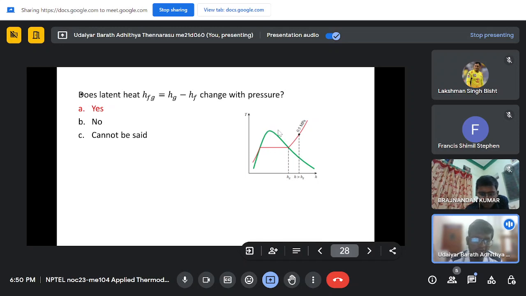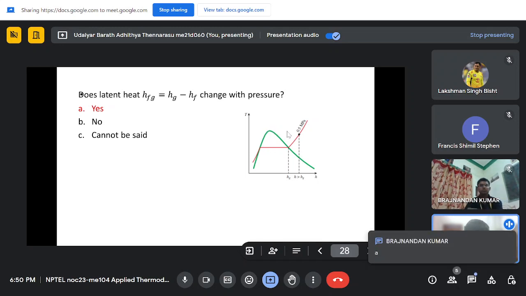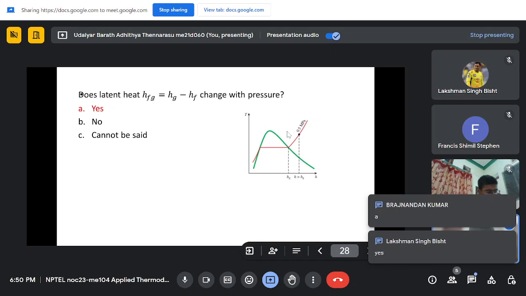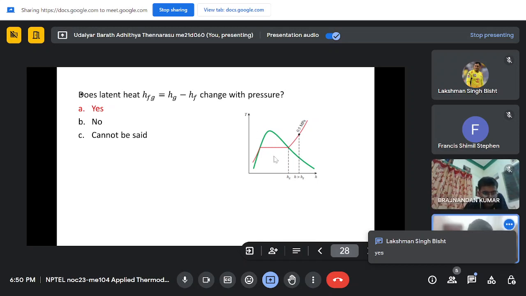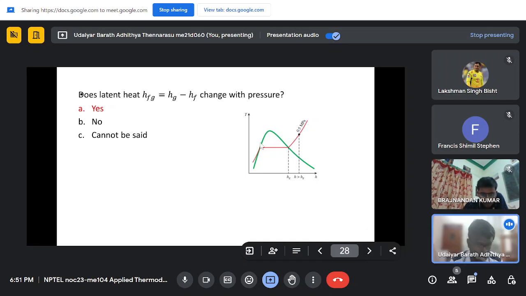At the critical point, you don't have any latent heat. It will straight away change from liquid to vapor. But if you are inside the two-phase dome, you need a latent heat for it to change from liquid to vapor.